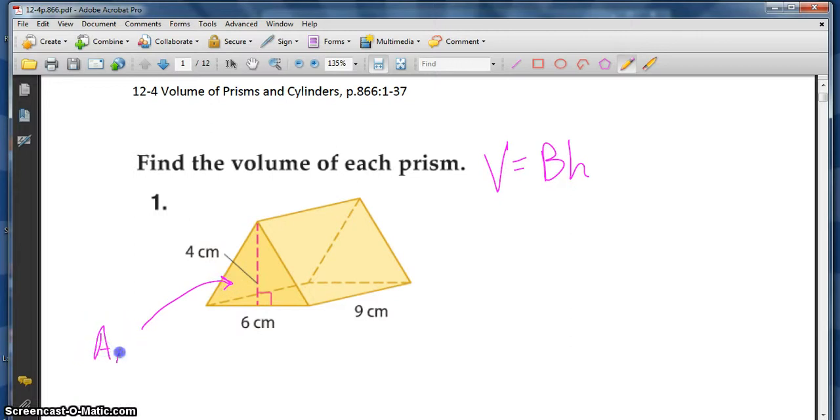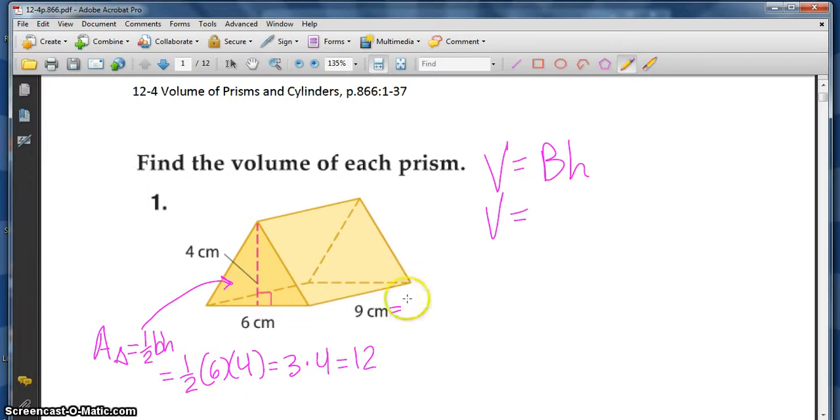So the area of the triangle is half of the base times the height. So that would be half, the base of the triangle is 6, the height of the triangle is 4, and we would have 3 times 4, or 12. So our volume, this is our lateral edge, so this is our height of the prism, would be the area of the base, which is 12, times the height, which is 9, and so we get 108 cubic centimeters.